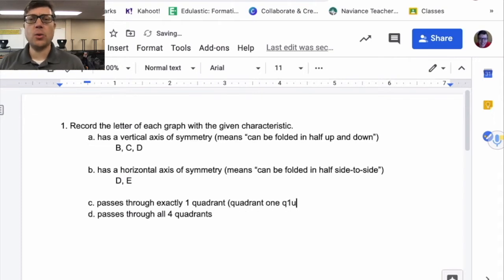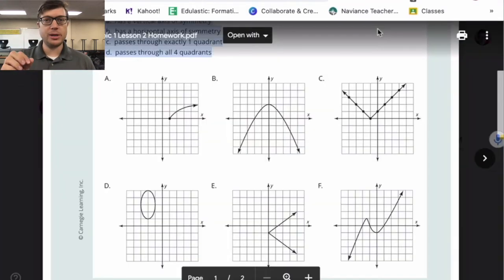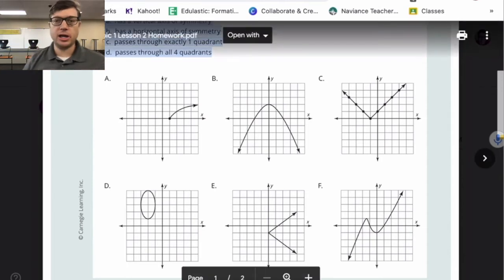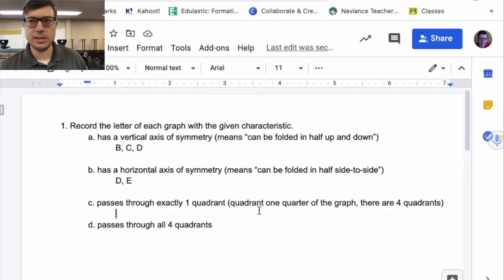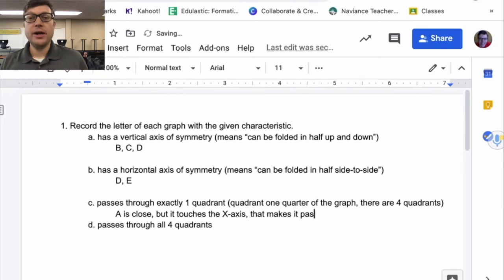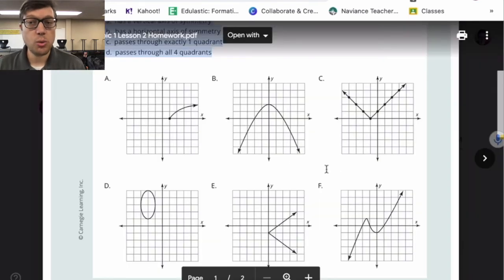Question C talks about which of these graphs pass through exactly one quadrant. A quadrant is a quarter of the whole XY graph: some positive, some negative, both negative, and so on, everything broken up into sections. The point is that there are four sections of the graph, and we call them quadrants. So if a graph passes through only one quadrant, that means it's only in one section.